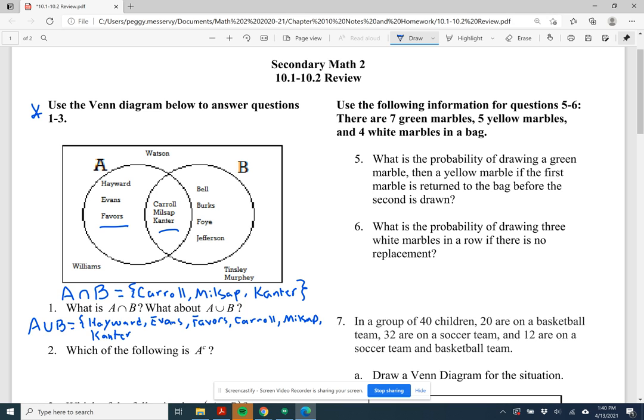So I've listed the ones that are in A. Now we put that together with everything else that's in B that we haven't already listed. Remember, these are in B. And I've already listed the 3 that were in A. So now I've got 1, 2, got Burks, and lastly, Jefferson. Okay, close it with our set bracket.